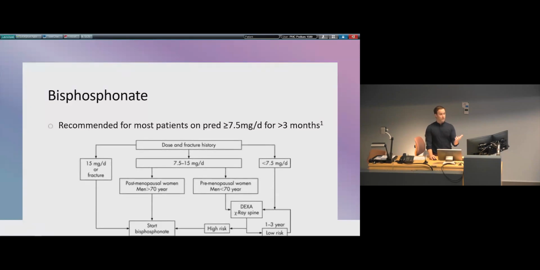Bisphosphonates. For our patients, the mainstay of treatment is long-term prednisone. This criteria is going to apply for just about every one of our patients, but the rule of thumb is anyone that's going to be on prednisone greater than 7.5 for over 3 months should be on a bisphosphonate. Now you can get into the algorithm. If they're lower risk or on a lower dose, we'll typically get a baseline DEXA scan. And if it's low risk, it buys you 1 to 3 years, and then we restart. But essentially these are high risk patients.